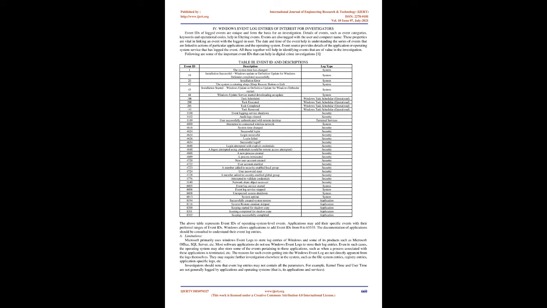8300. Scoping started for shadow copy. Application. 8301. Scoping completed for shadow copy. Application. 8302. Scoping successfully completed. Application. The above table represents event IDs of operating system level events. Applications may add their specific events with their preferred ranges of event IDs.